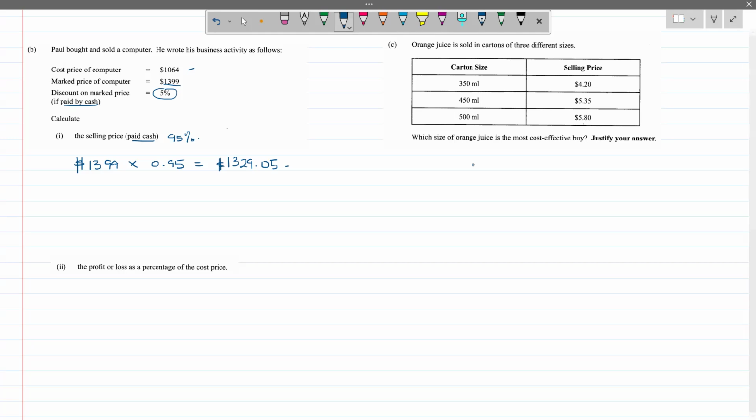The next part is to calculate the profit or loss as a percentage of the cost price. Now, before we can calculate it as a percentage, we need to identify what the profit or loss is. So it is a profit because our selling price is more than our cost price. So selling price minus cost price will give us our profit. So we have 1,329.05 minus 1,064.